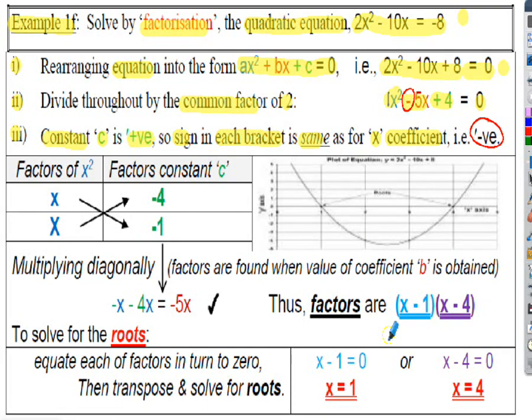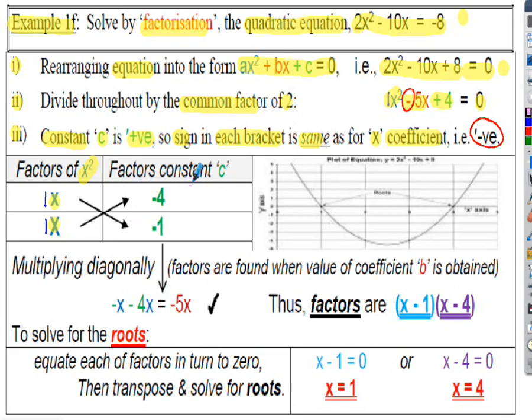Now in this technique I'm going to show you, I'm going to use a little tabular form. And what we do in the left hand column of this table is we write down factors of the x squared term. So we have 1x squared in the equation above. So factors of x squared would be x and x. So that's simply 1x and 1x there.